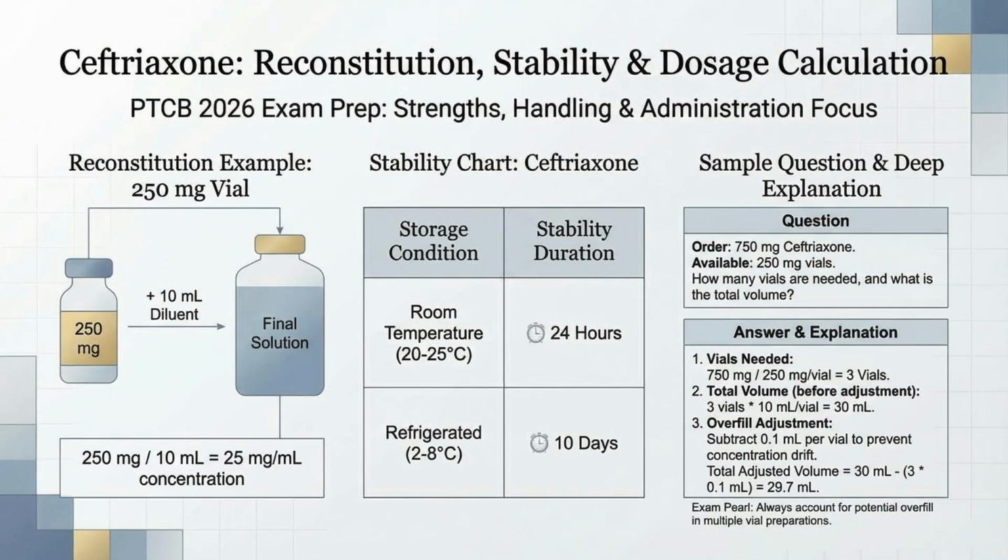In this ceftriaxone example, reconstitute the vial with diluent to achieve the correct concentration. The reconstituted solution is stable for 24 hours at room temperature or 10 days refrigerated. Remember the overfill adjustment. Subtract 0.1 milliliters per vial from the total volume to prevent concentration drift.